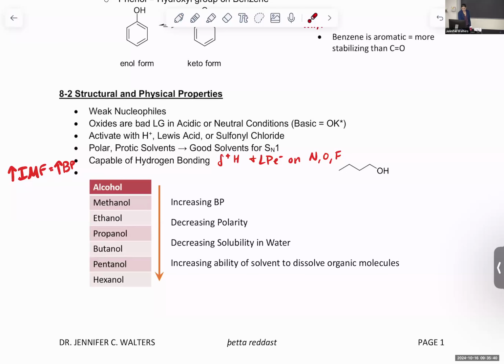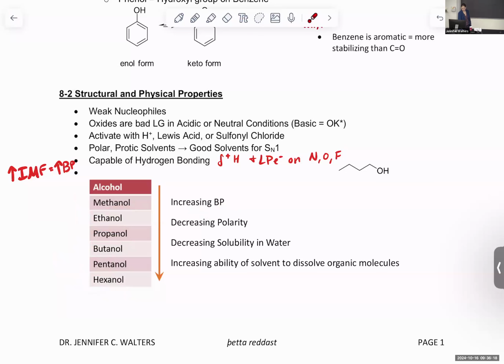Now when I look at this extension of that concept, where I have methanol, ethanol, propanol, butanol, pentanol, hexanol, all I'm doing is increasing the number of carbons as I go down. So as I increase the number of carbons, why am I seeing an increase in boiling point? What intermolecular force am I strengthening? Yeah, the London dispersion forces.